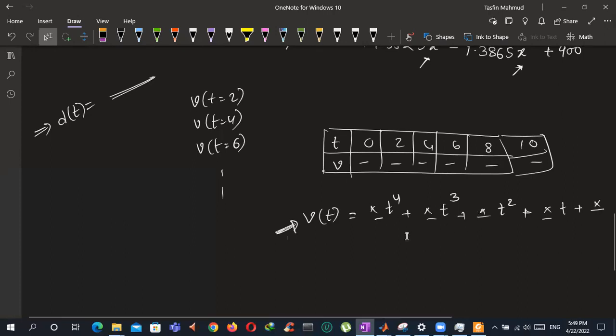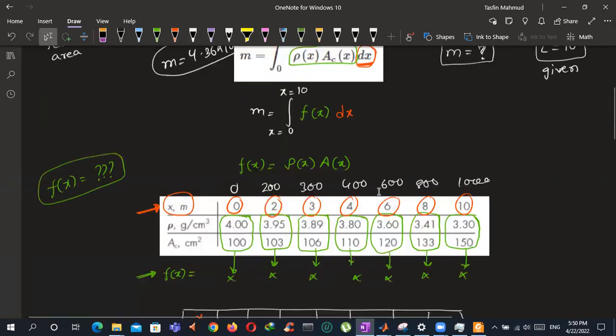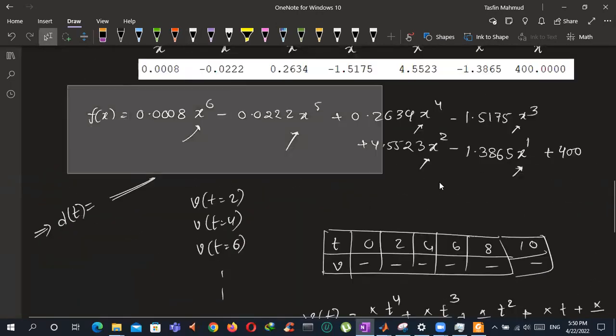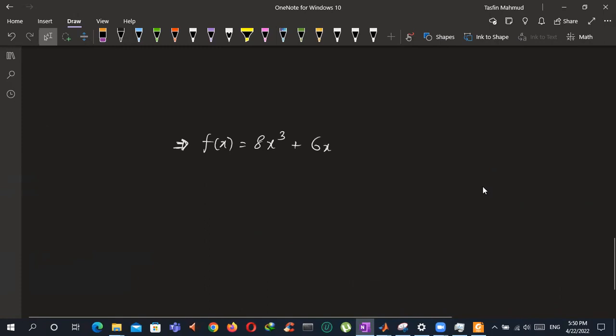Now for roots of equation, I am giving you a hint. I'm not going to solve the problem, just giving you a hint. You will try to solve the problem yourself. Let's assume after fitting any polynomial, you will get something like this. We have already got the values, right? Let's assume we have got the polynomial: 8x cubed plus 6x squared minus 3x plus 2.